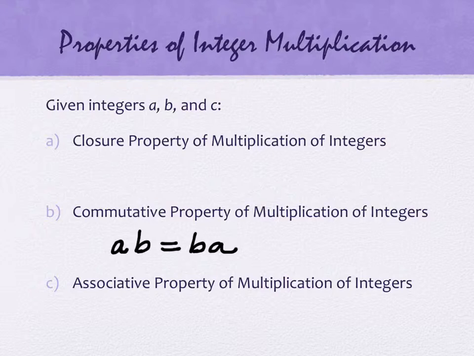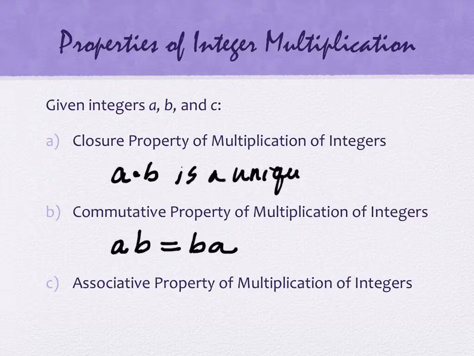So this is saying that if I take A times B, this is a unique integer. I just get another integer. Okay, commutative we already did.